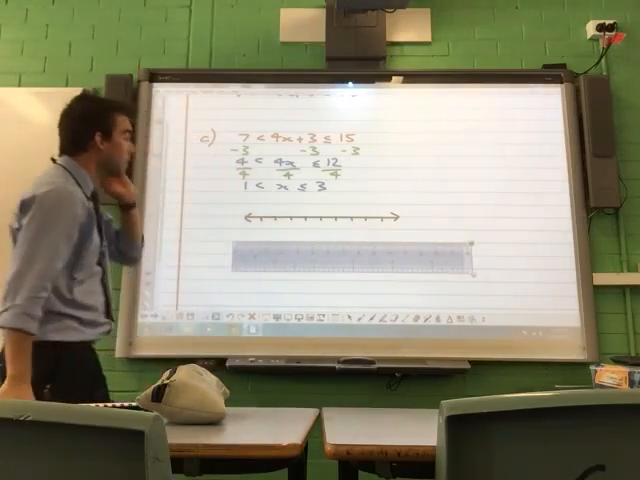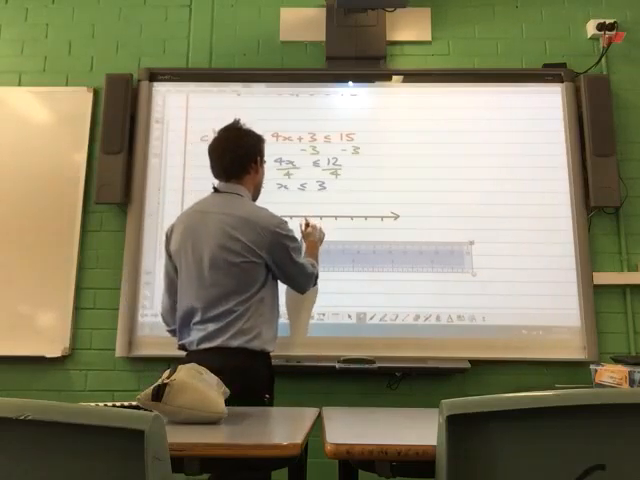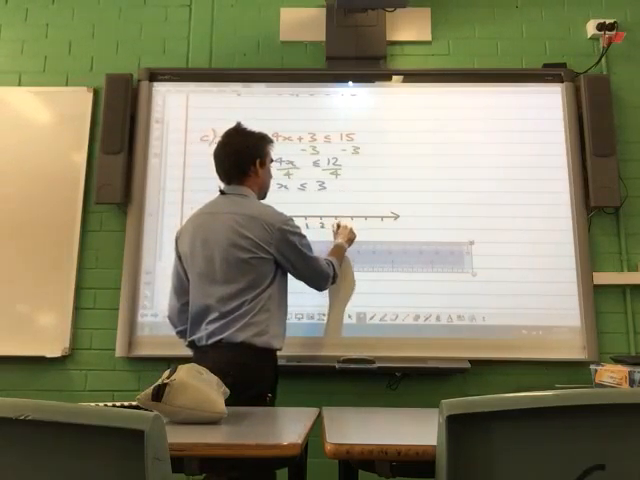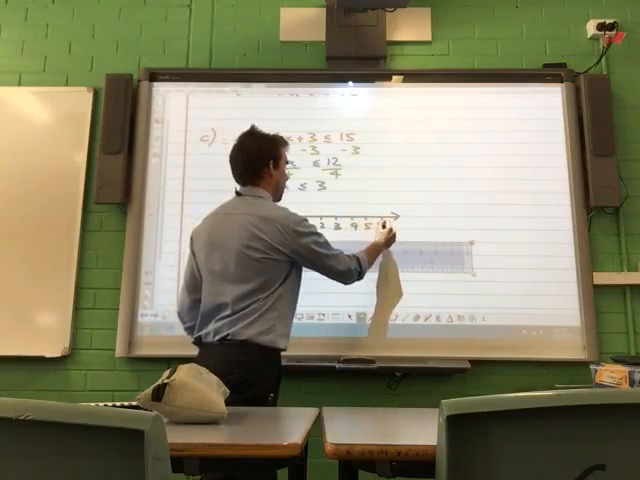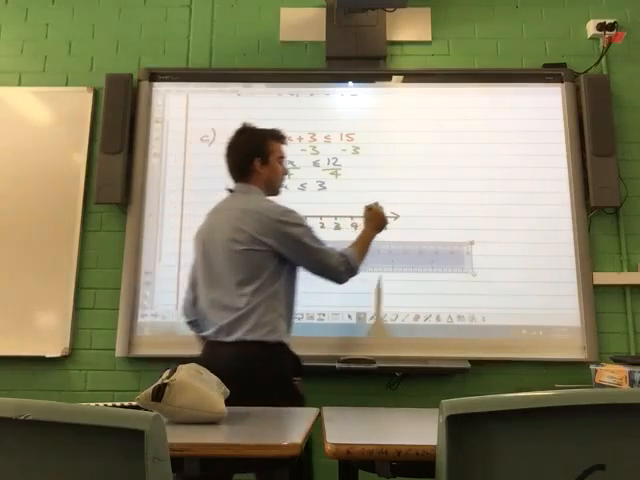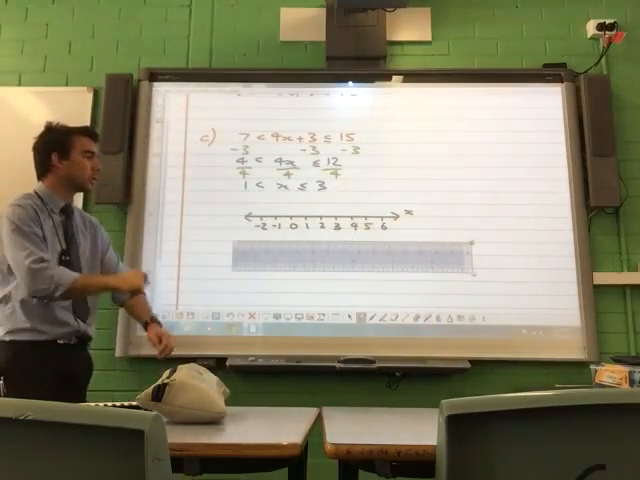Right, so I want to put it in the middle best I can. I'm going to go 1, 2, 3. Okay, so it's mapping all our x solutions on the number line.